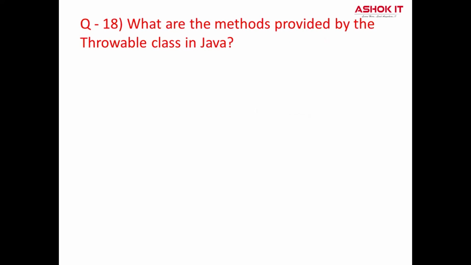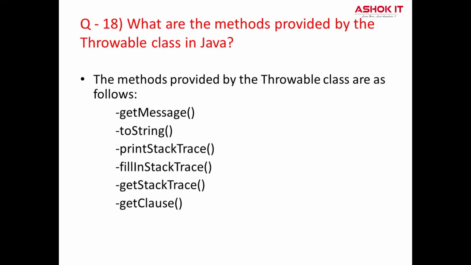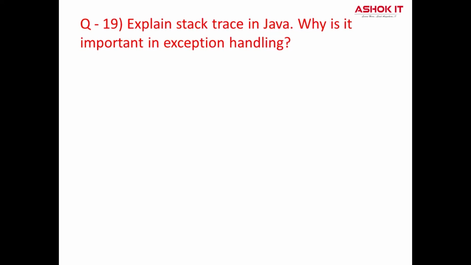Question number 18. What are the methods provided by the Throwable class in Java? These are some of the methods which are provided by the Throwable class in Java: getMessage, toString, printStackTrace, fillInStackTrace, getStackTrace, getCause. These are the different methods. Question number 19. Explain stack trace in Java and why it is important in exception handling.